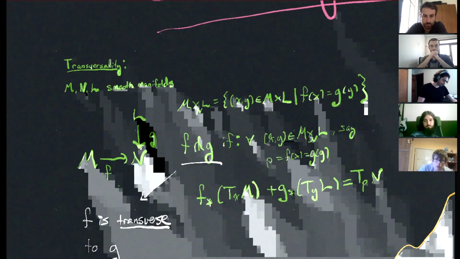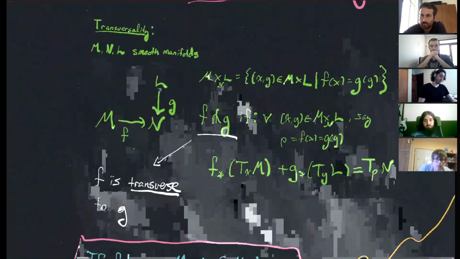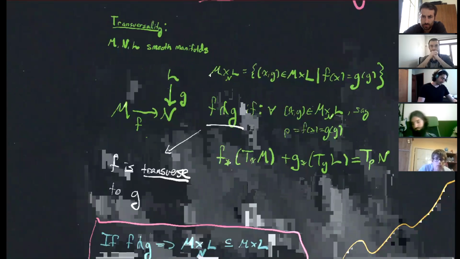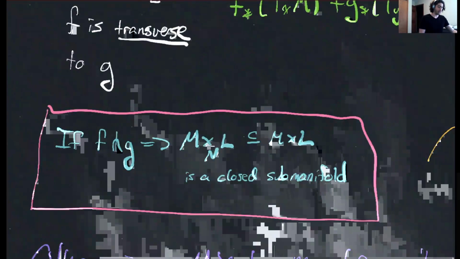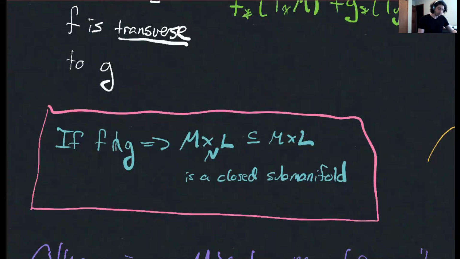And what's good about transversality is that if you have transversality, then the pairs of these points, this fibered product, actually is a categorical fibered product and is a closed submanifold of the product. So you construct new manifolds by taking fibered products of transverse maps.